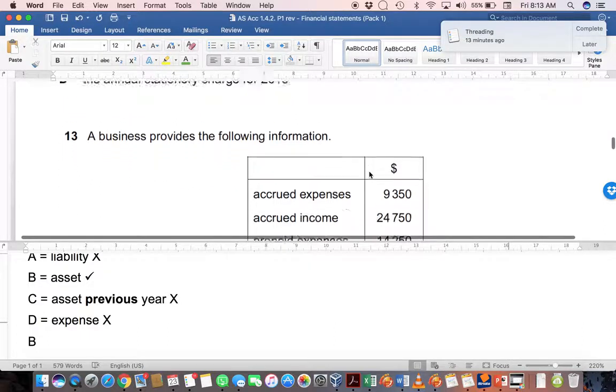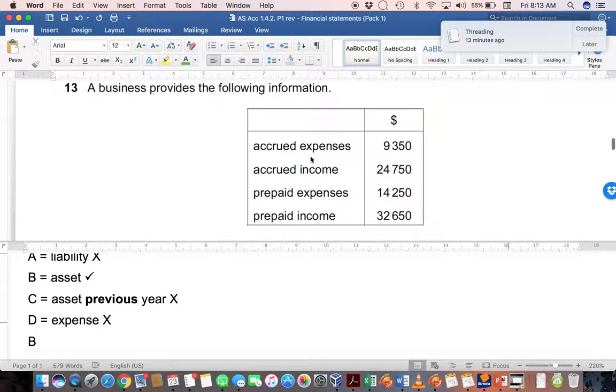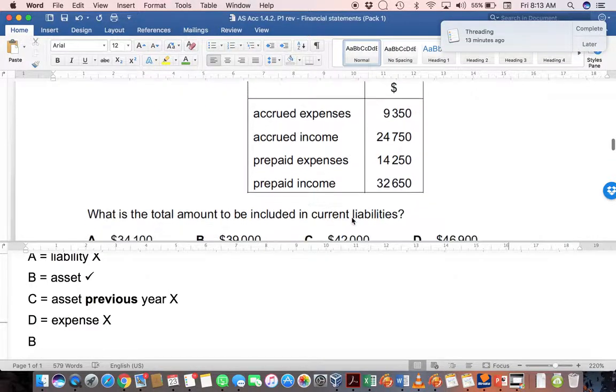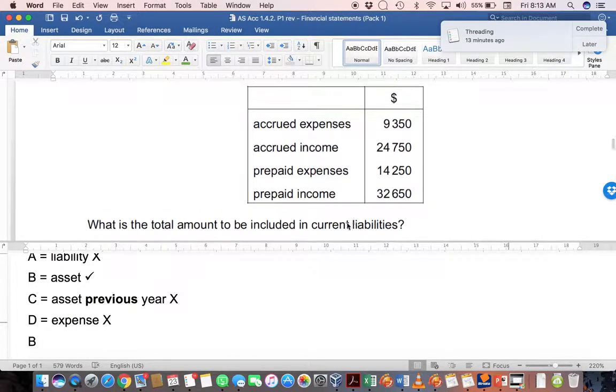13. A business provides the following information. We have figures given for accrued expenses, accrued income, prepaid expenses, and prepaid income. And we are asked, what is the total amount to be included in current liabilities? Well, before we start, we need to simply identify which of these are the current liabilities or payables and which are receivables or assets, as we want to exclude the receivables or assets and only use the payables.